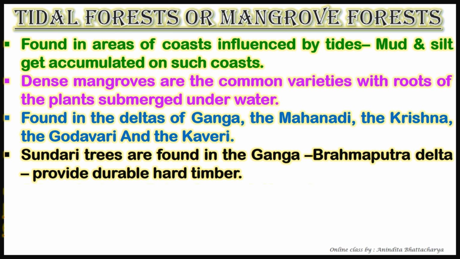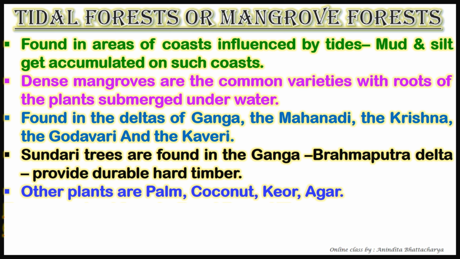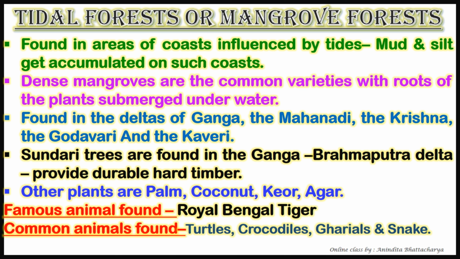Sundari trees are found in the Ganga-Brahmaputra delta and provide durable hard timber. Other plants are palm, coconut, keora. The famous animal found in this type of forest is mainly the Royal Bengal tiger. Common animals found are turtles, crocodiles, gharials and snakes.